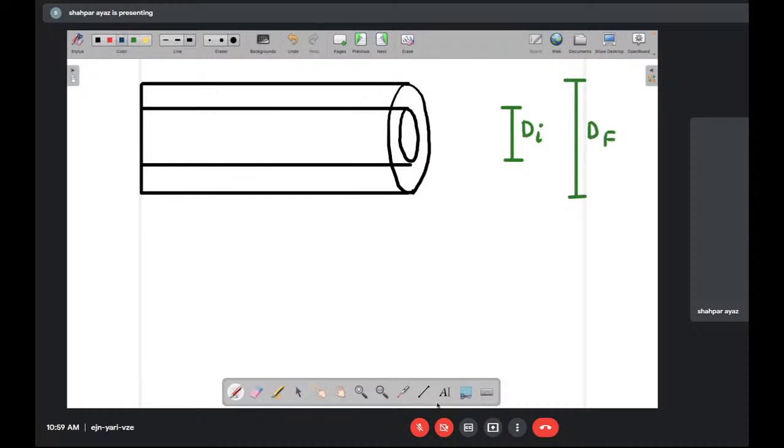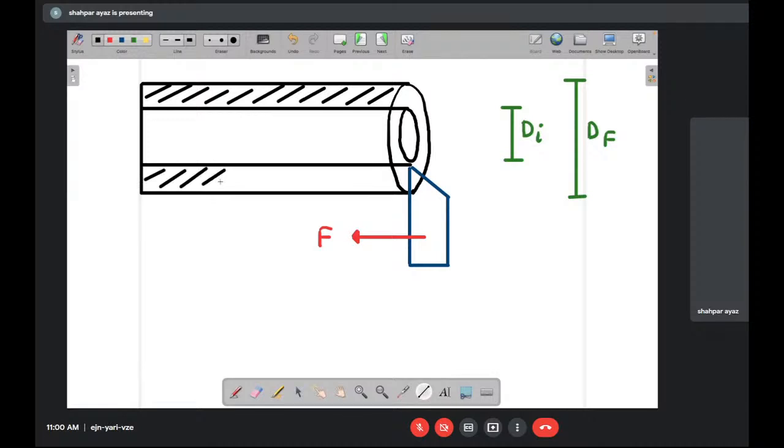This is the bar, this is the tool, an orthogonal turning tool. With the help of this orthogonal turning tool, it is moving in this direction, feed F. This is the feed velocity. This part is going to be removed. Clear, everyone?